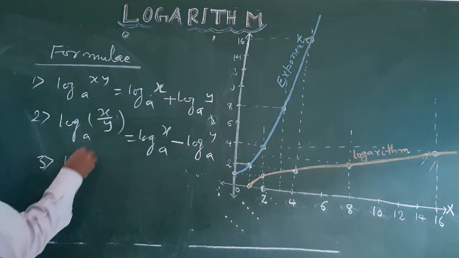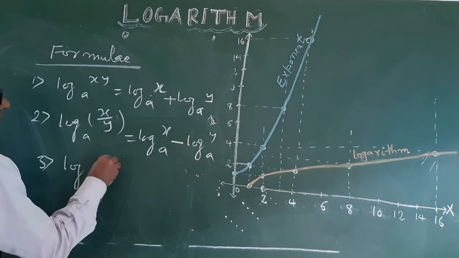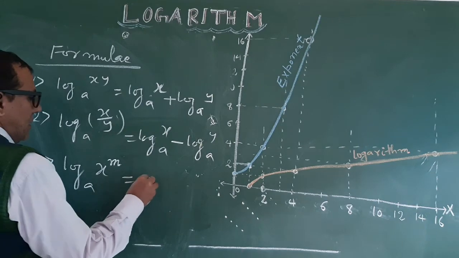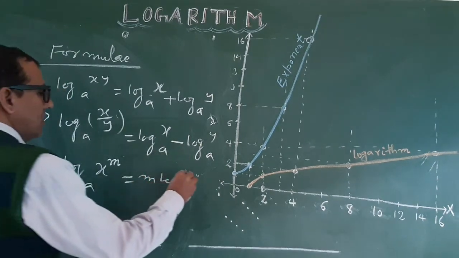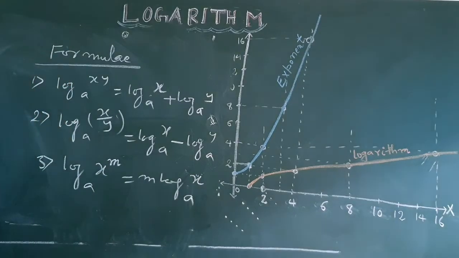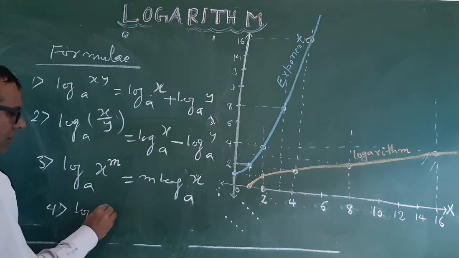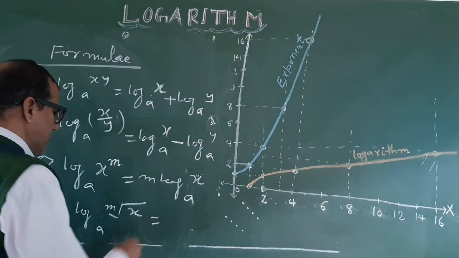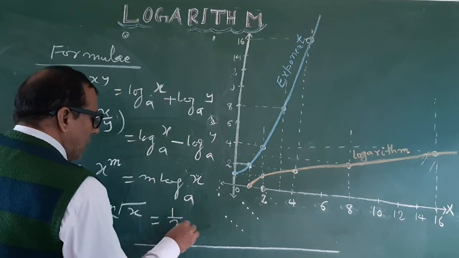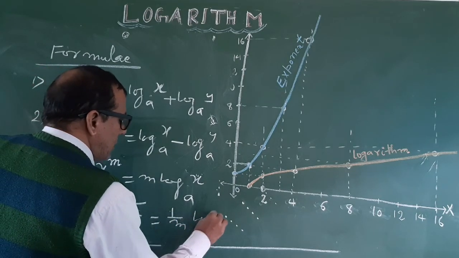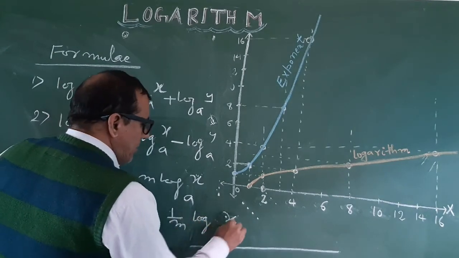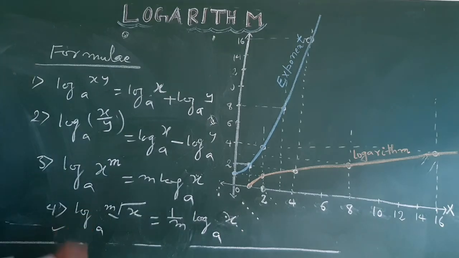So on, log of x to the power m raised to the a is written as m log x raised to the a. Similarly, we can write log of the mth root of x raised to the a equals to 1 by m log x raised to the a, and so on. That's all.